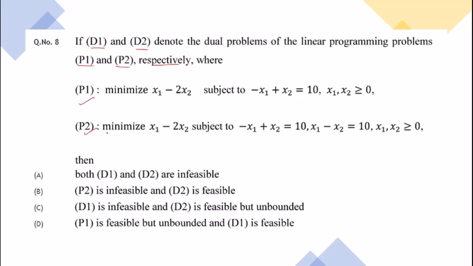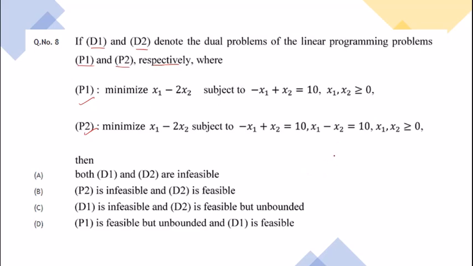So we are given two LPPs, their complete structures are given to us, and D1 and D2 are their respective duals. Then we have to choose the correct option. Both D1, D2 are infeasible; P2 is infeasible and D2 is feasible; D1 is infeasible and D2 is feasible but unbounded; P1 is feasible but unbounded, and D1 is feasible. So let's see what is the right option and how to make a strategy to solve this kind of question.